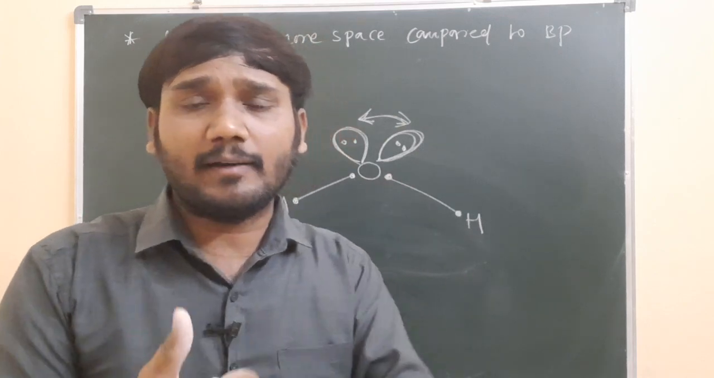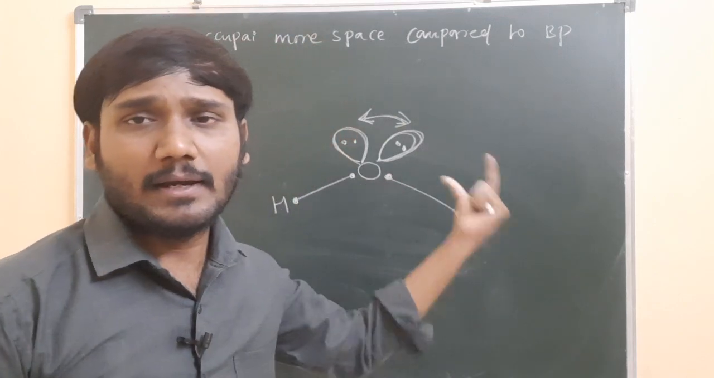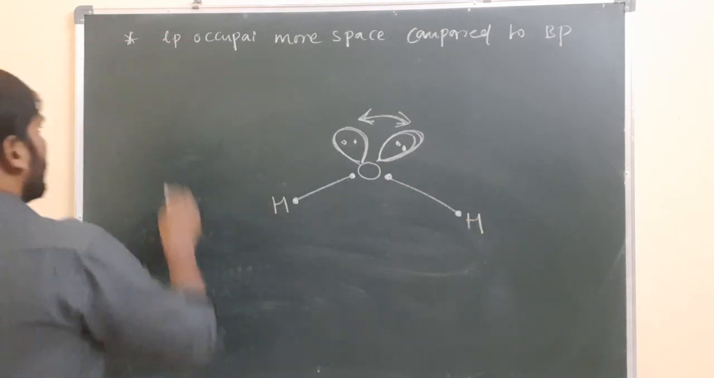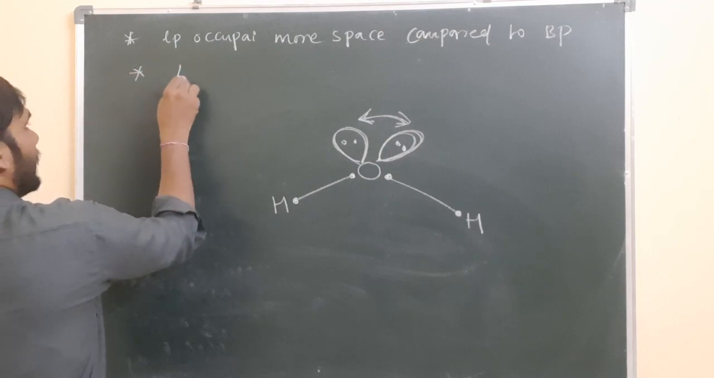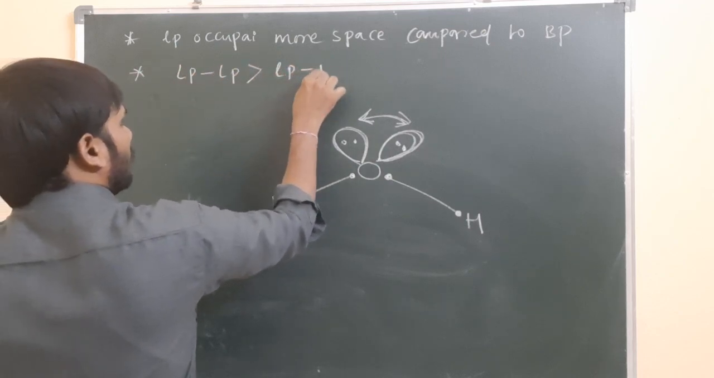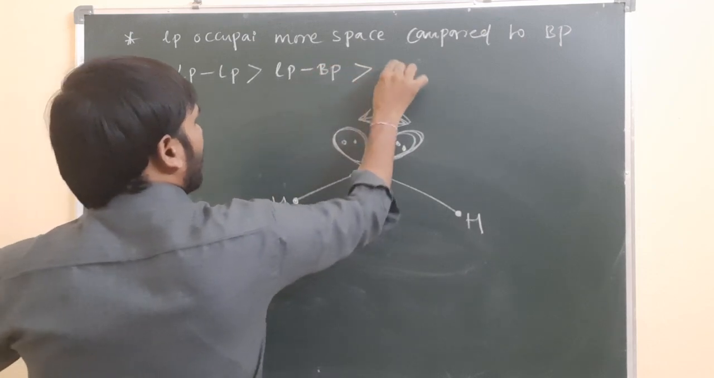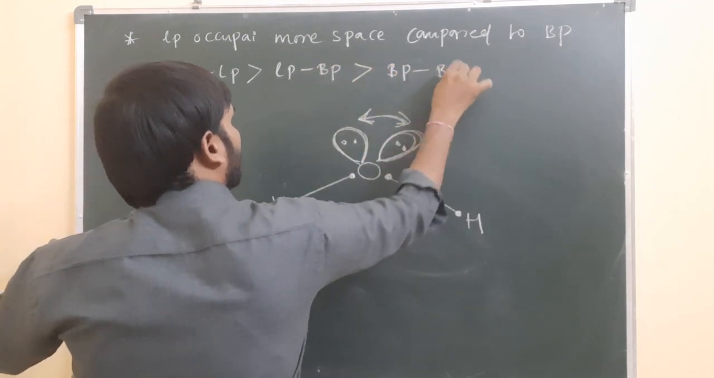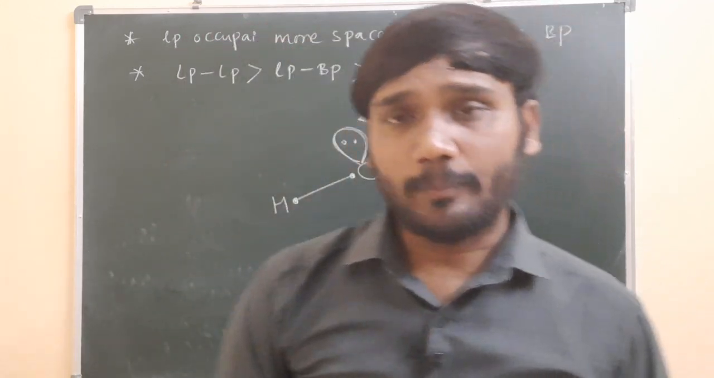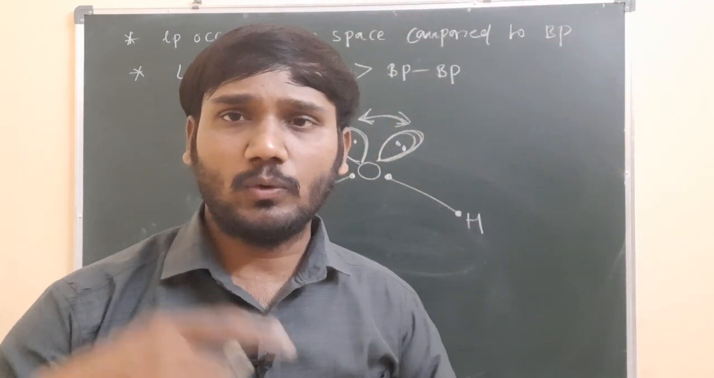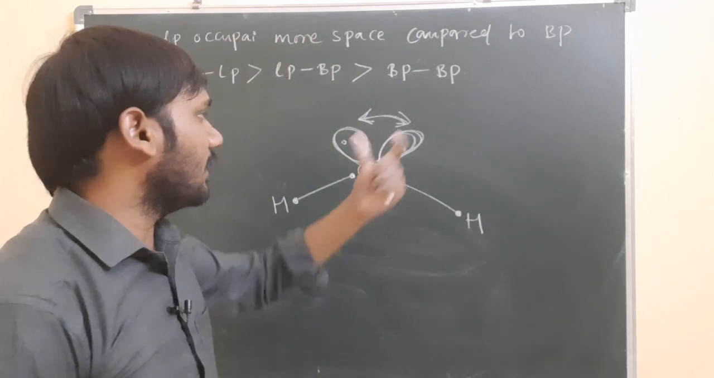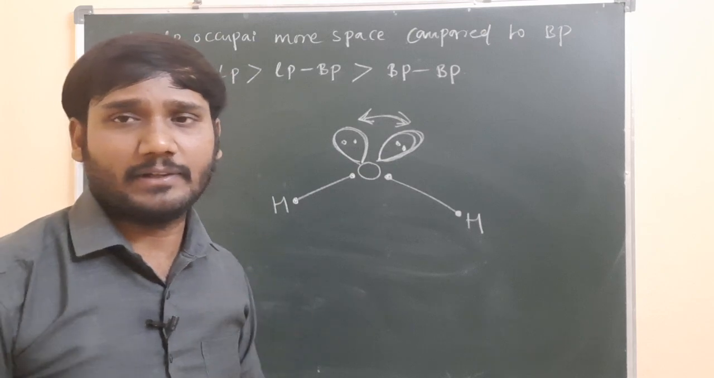When two electron pairs are very close to each other, what happens? The repulsions are very high. So according to Valence Shell Electron Pair Repulsion theory, lone pair to lone pair repulsion is very high compared to lone pair to bond pair, and compared to bond pair to bond pair. So this is the repulsion order.